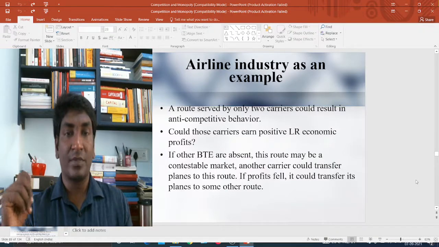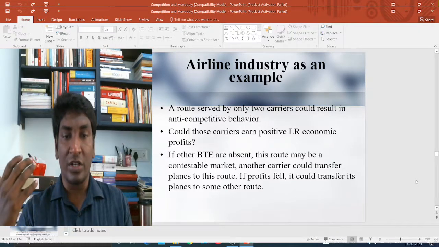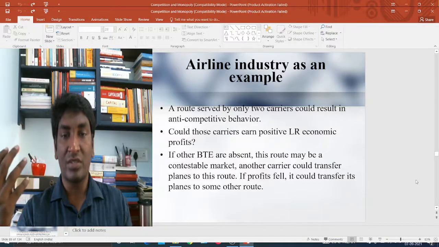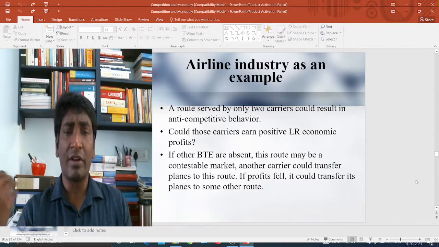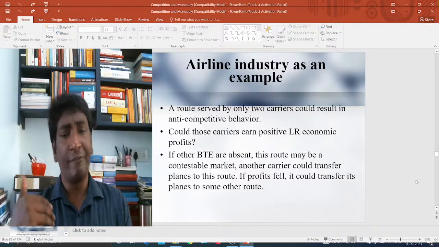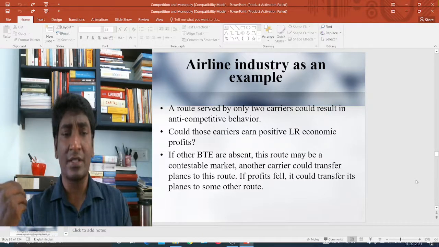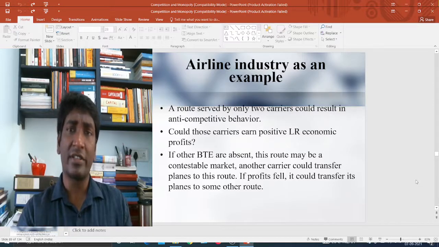If other potential industries are absent, or this route may be a contestable market: another carrier could transfer planes to this route if profit fails, it could transfer its planes to some other route. That is what is called a contestable market.